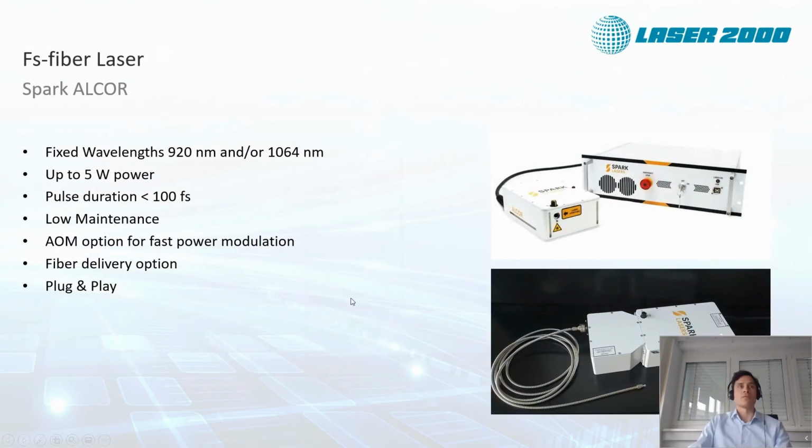It's available in 2 wavelengths, 920 nanometer and or 1065 nanometer. So you have a dual version where you have 2 separate laser heads. They offer up to 5 watt of power, and they have a pulse duration of less than 100 femtoseconds. Compared to the Titan Sapphire laser, it has very low maintenance.